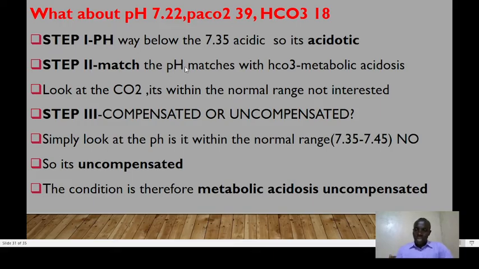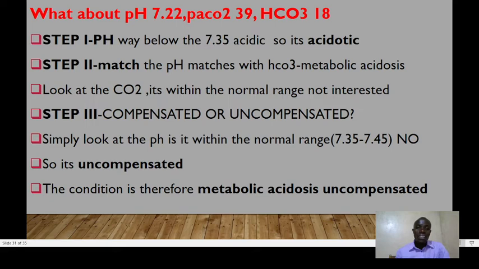We try to match the pH with either the partial pressure of carbon dioxide or the bicarbs. Look at it now. The partial pressure of carbon dioxide is 39. What is the normal range for partial pressure of carbon dioxide? It's 35 to 45. So it's not affected, guys. It's within the normal range. So we have to compare the pH with the bicarb. Look at the bicarb, 18. The normal range is 22 to 26, guys. So this is way below.